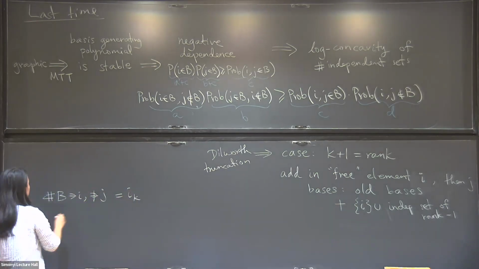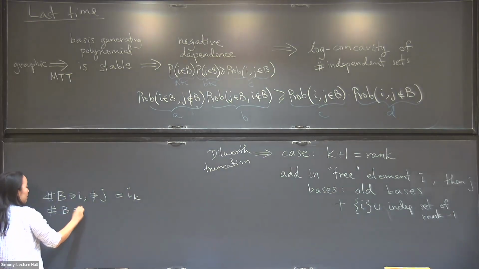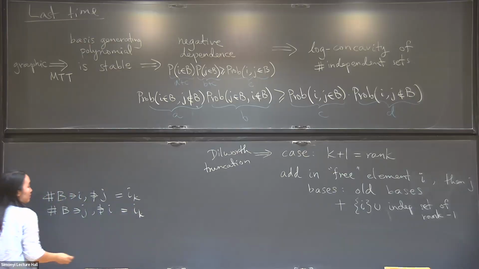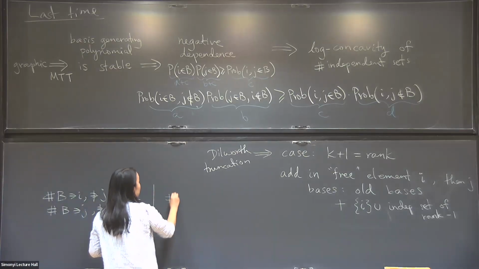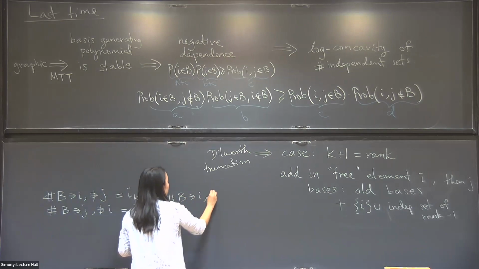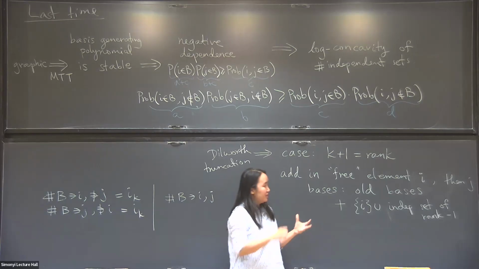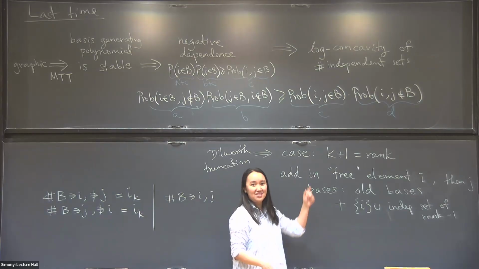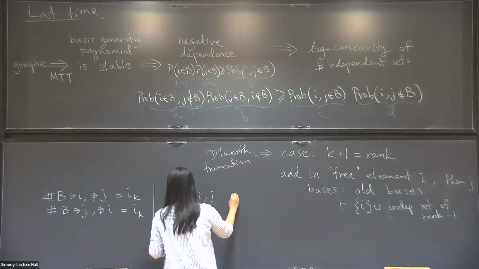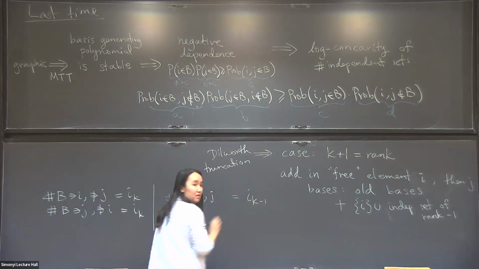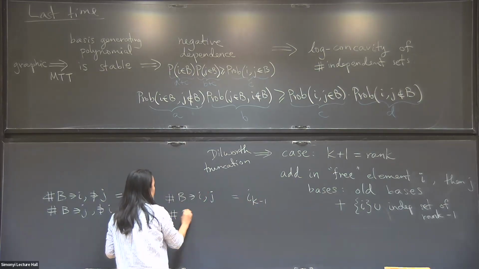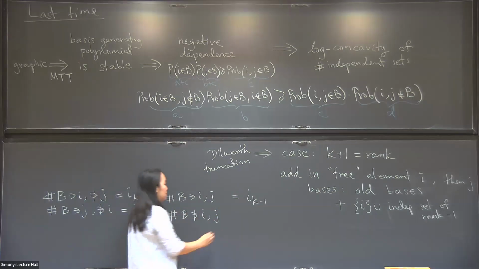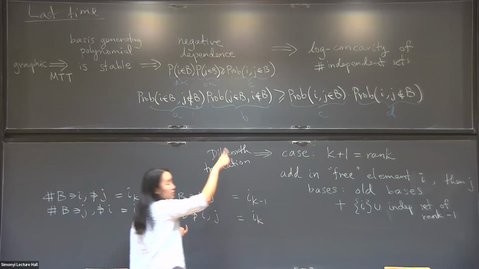Similarly, the other term on the left-hand side, the number of bases that contain J but not I, is also i_k. On the right-hand side, the number of bases that contain both I and J are the independent sets of size rank minus 2, which is k minus 1, so this is i_(k-1). And the number of bases that contain neither I nor J are the original bases, so this gives you i_(k+1). And that gives you the log-concavity.